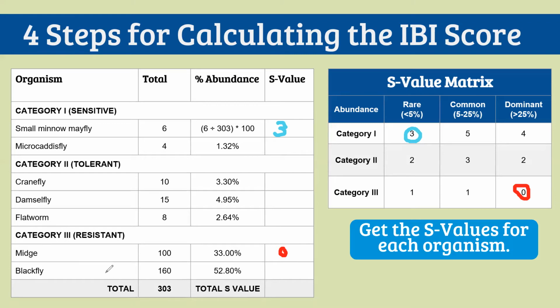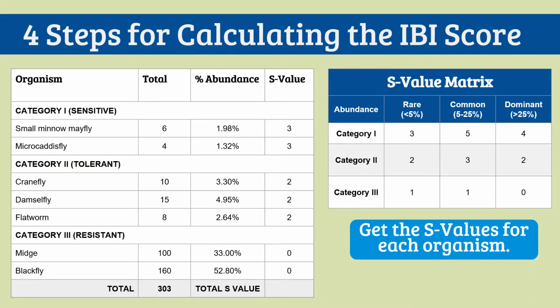And this makes sense because, as we've learned, when we have more pollution-resistant organisms, our scores are lower. If we had more organisms here, we'd be adding in higher numbers like 3s, 5s, and 4s, and that would give us a higher IBI score.